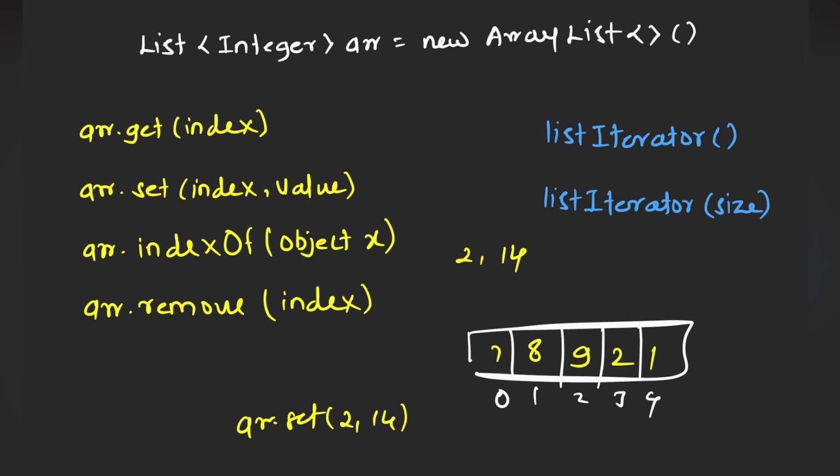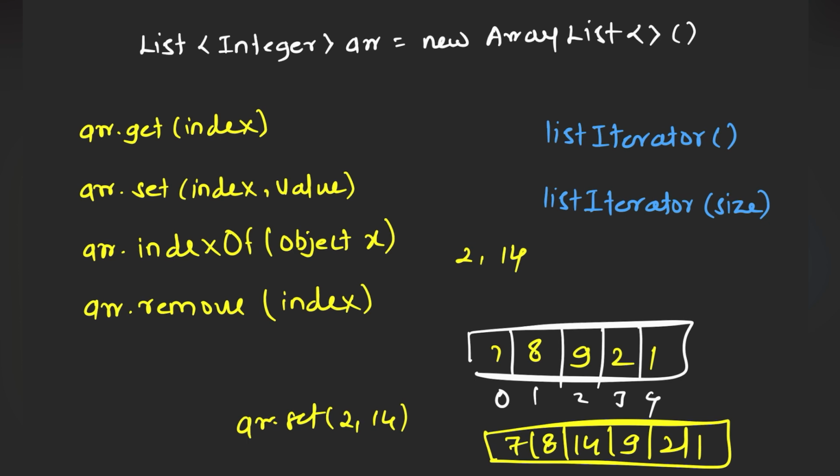Believe me, watch carefully. Most people will think that this value gets vanished or deleted and in place of it you get 14. No, it will not act like that. In place of this, a new array will be created, and it looks like 7, 8, 14, 9, 2 and 1. Which means my value present at index 2 has been shifted one position to the right. My 9 was present at index 2. Now my 9 is present at index 3. This is how set basically works.